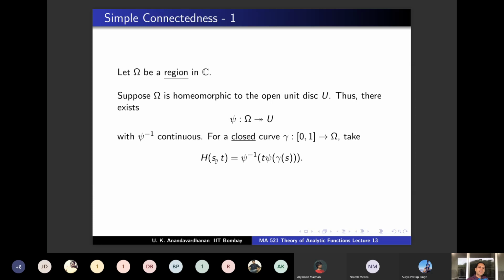And what happens at time 0? H(s,0) is psi inverse of 0, so that's a constant curve. And H(s,1), that is t equal to 1, is psi inverse of psi of gamma(s), and psi inverse and psi cancel, so it is gamma(s). So H(s,0) is constant, and H(s,1) is the given curve gamma(s). So you have given a continuous homotopy taking gamma(s) to a constant curve. So it shows that omega is simply connected.